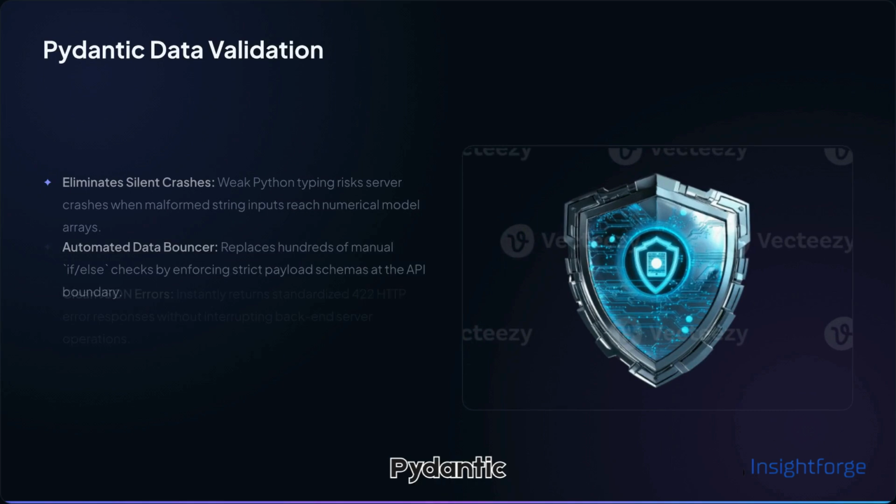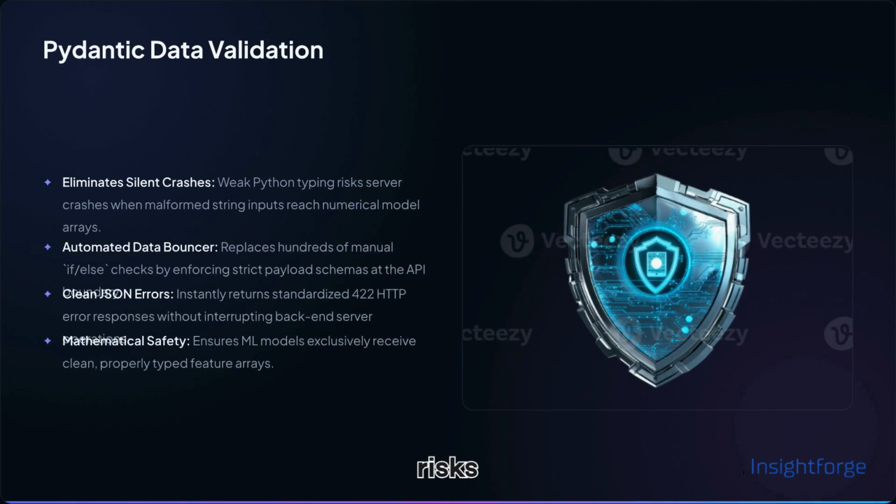Pillar number two is your Pydantic guardian. One of the biggest risks in ML deployment is weak Python typing, letting malformed strings crash your numerical arrays. Pydantic acts as an automated data bouncer. It enforces strict payload schemas at the server door, replacing hundreds of manual if/else checks. If the data is bad, it instantly returns a clean JSON error without interrupting your backend, guaranteeing mathematical safety.